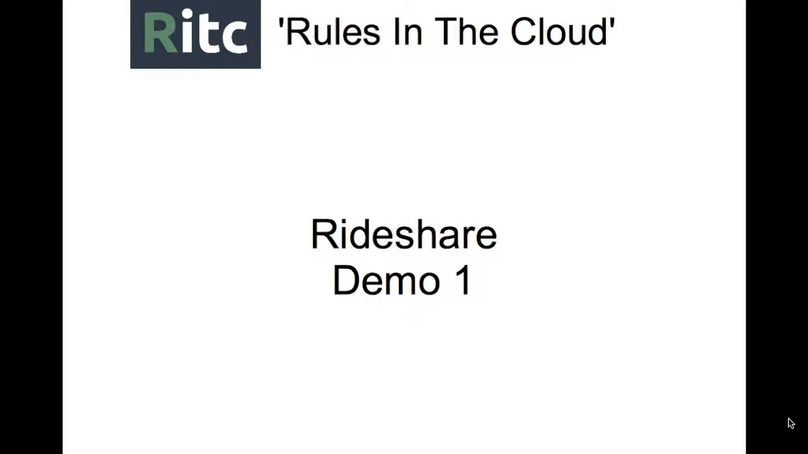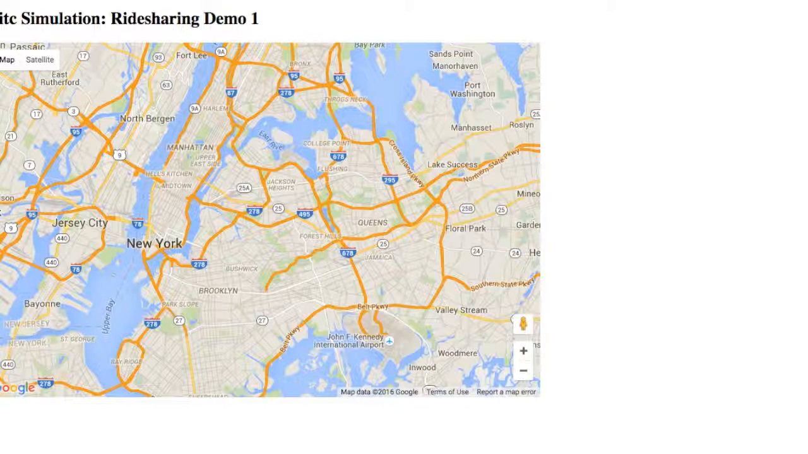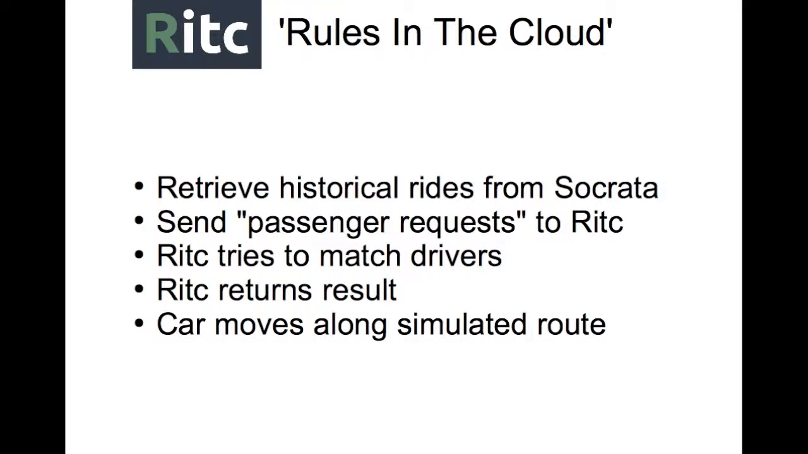This is demo 1 of 2 demos that simulate a ride-sharing application. The simulation is contained in a web page using Google Maps for display. The demo attempts to show a real-world application that can be executed in Ritc using rules, no coding required. The demo sequence goes like this.